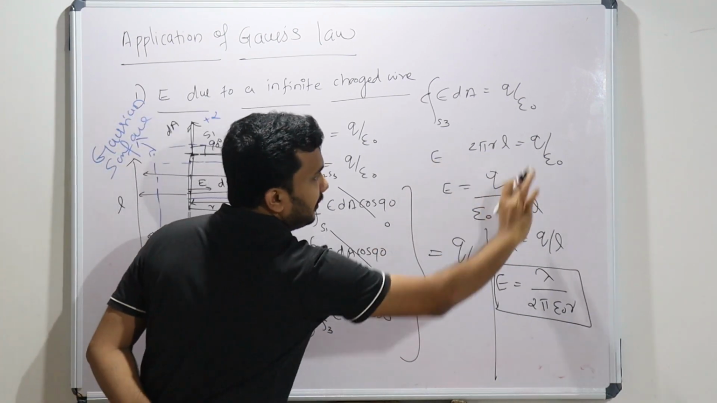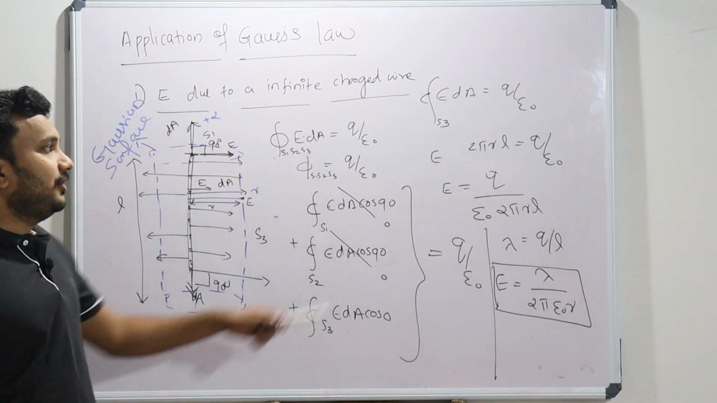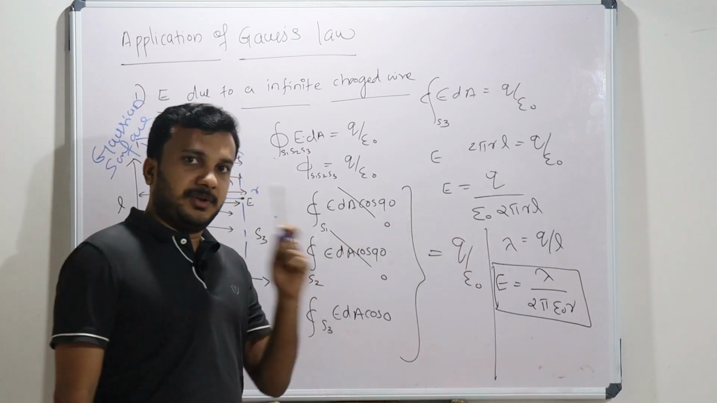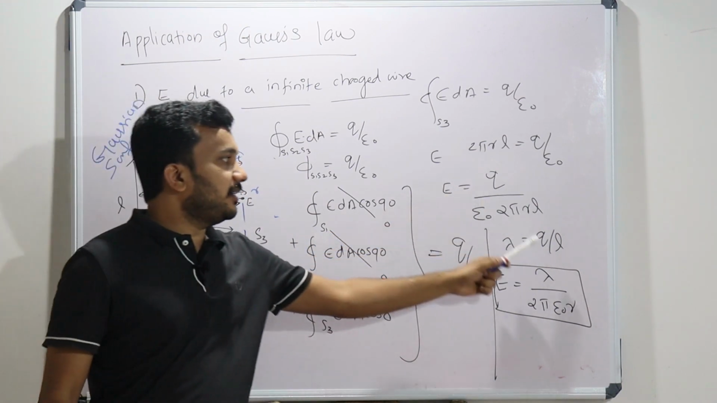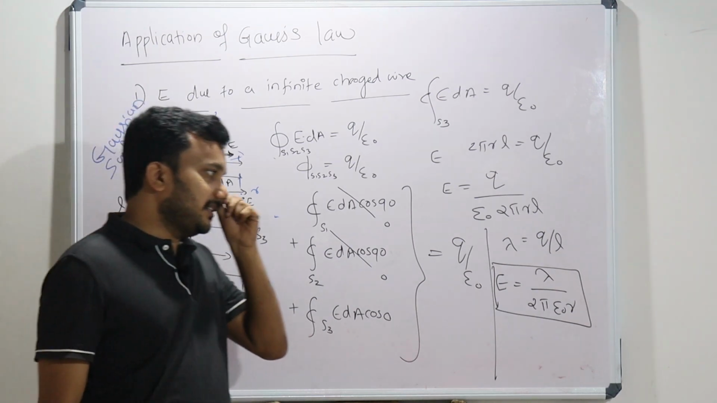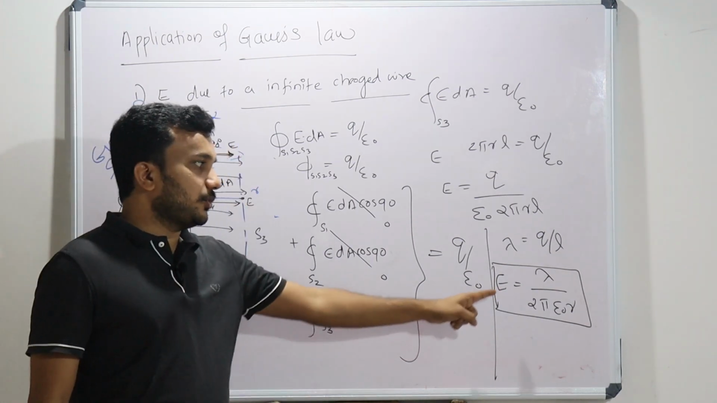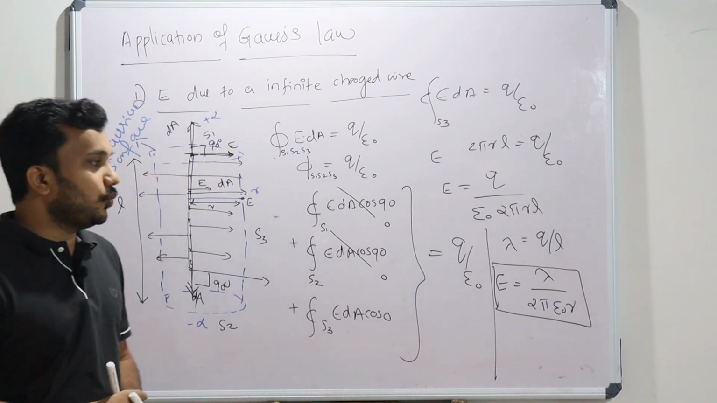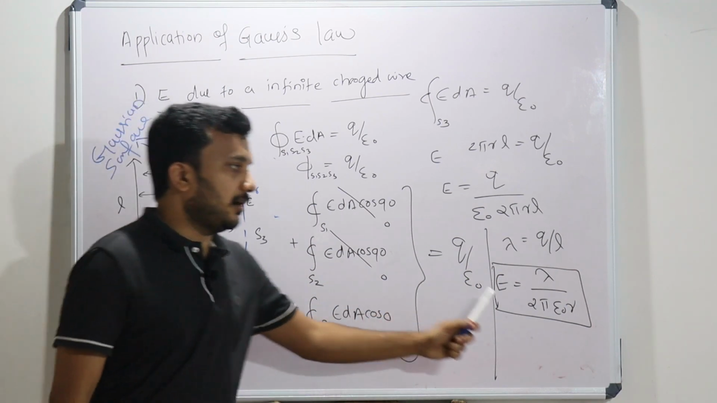So 2 pi r L E equals Q by epsilon 0. In the electric field formula we have written, charge divided by length is called lambda. Lambda is called linear charge density. Based on that, E is equal to lambda divided by 2 pi epsilon 0 r.